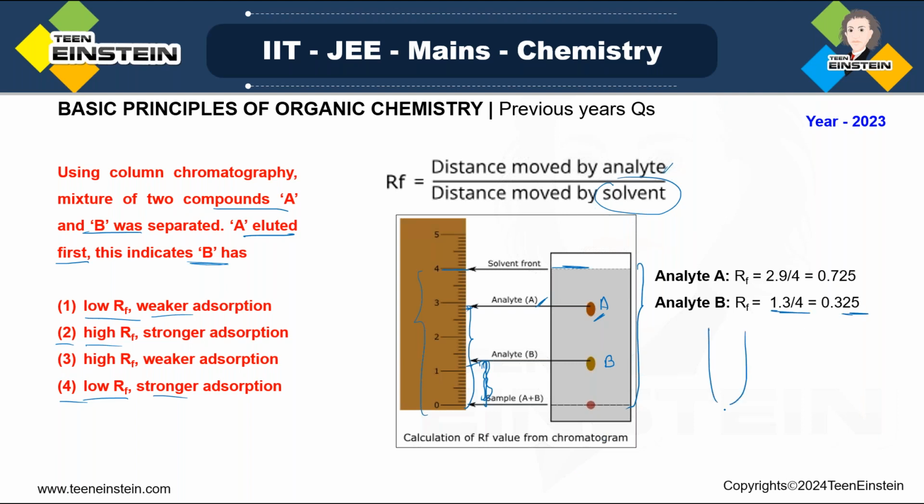You can also consider it for a column. The distance traveled by the analyte will obviously be higher compared to these two, because when you first put the solvent, it will take A and B one by one depending on which one is more polar. So here A is less strongly absorbed, that means it is less polar, so it is coming first. That is why it will have higher Rf and B will have lower Rf. Here we have taken just some values to make you understand. So it will have low Rf and stronger absorption. That means option 4 should be the correct option.